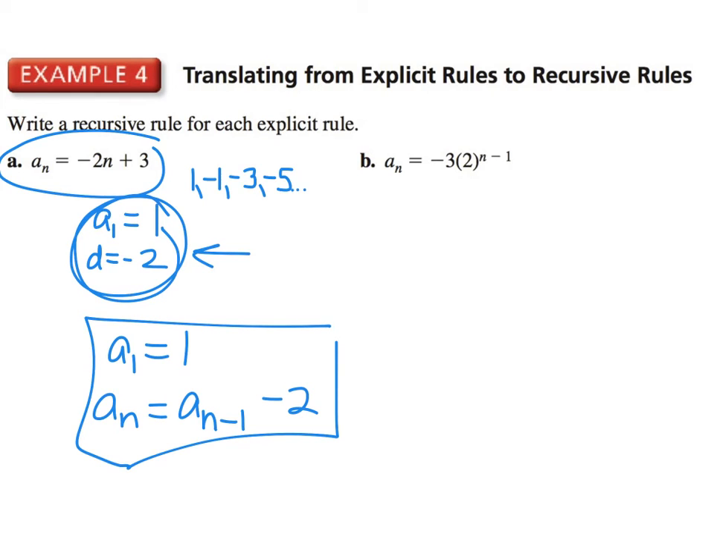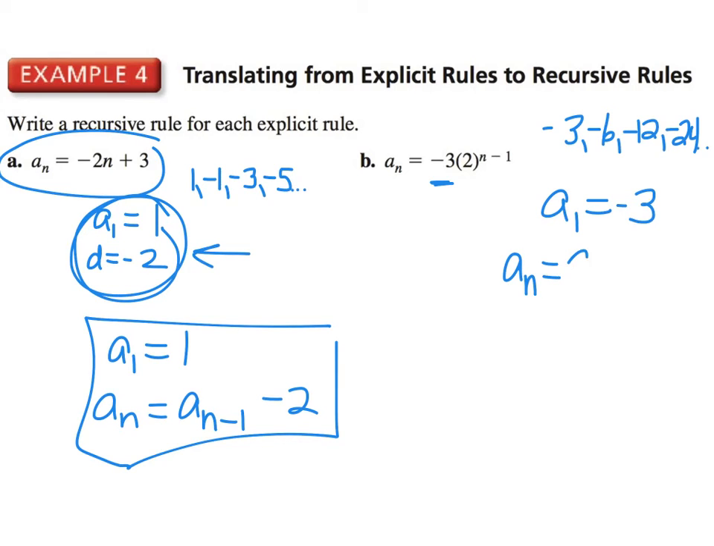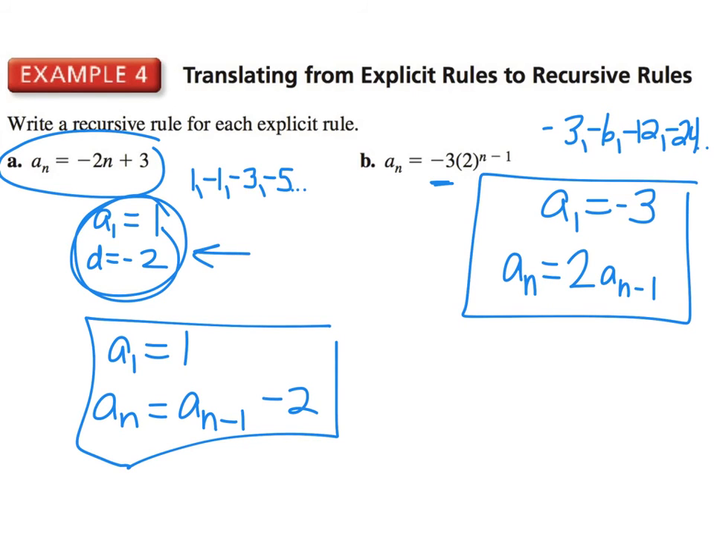The next one. Our first term is negative 3. And then every time we multiply by 2, we double it, because this is exponential. So negative 6, negative 12, negative 24, and so on. So we just plug it into our formula. a sub n equals 2 times a sub n minus 1. That's it.